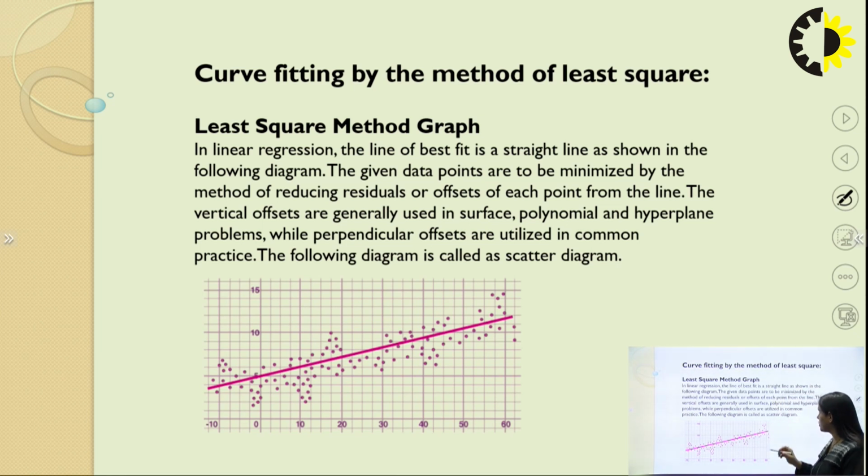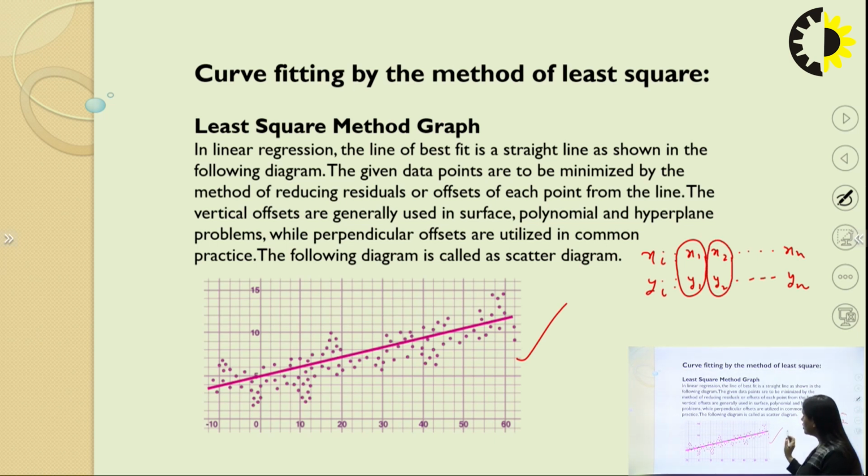Let's try to understand. Here I have taken a scatter diagram. What is the meaning of a scatter diagram? If we have a data set like xi and yi, it means we have some values x1, x2, and so on up to xn, and similarly values y1, y2, and so on up to yn for y. For each pair x1, y1, x2, y2, we can draw a point in this plot. Let us suppose I have drawn x1, y1, then x2, y2, then x3, y3, and this way I have drawn all the points.